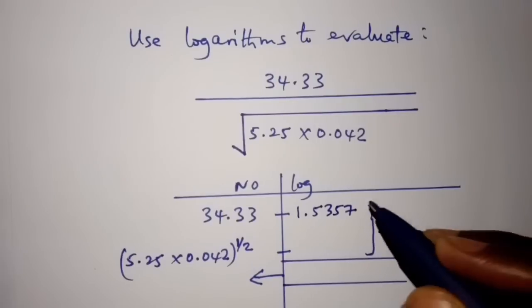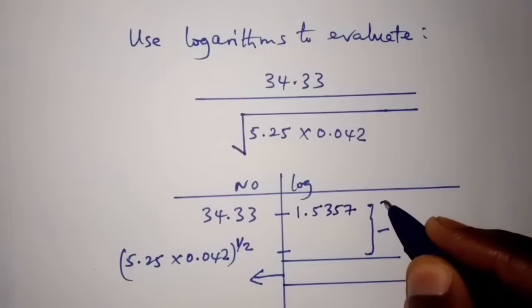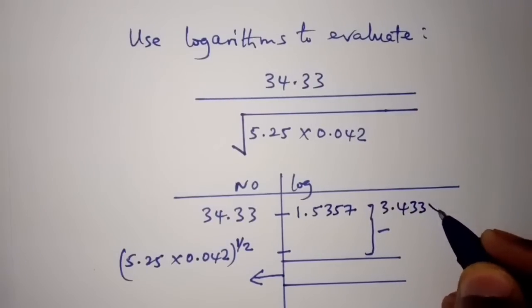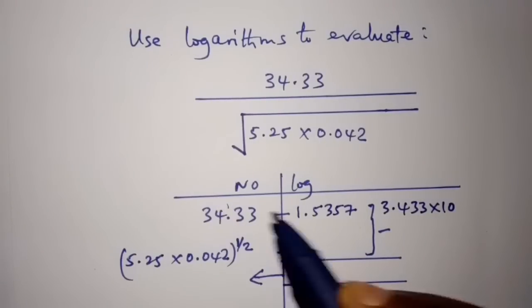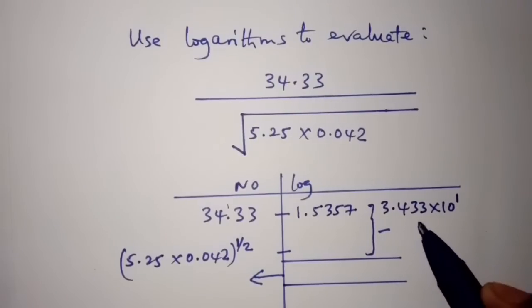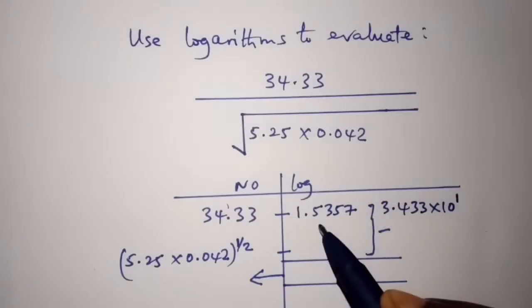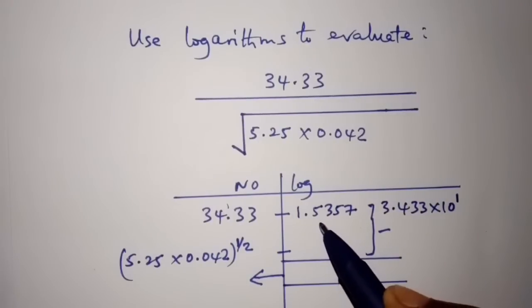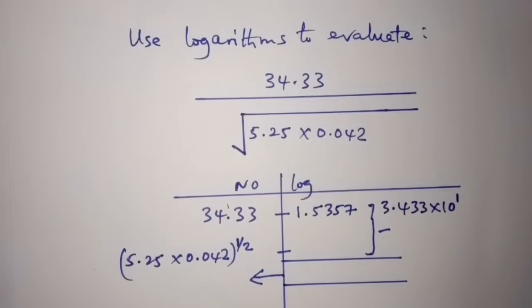The standard form of 34.33 is 3.433 times 10 power 1. This power 1 is what is here. Then we go to the log table. We find the log of 3.433, which is 0.5357. Then now we come here.